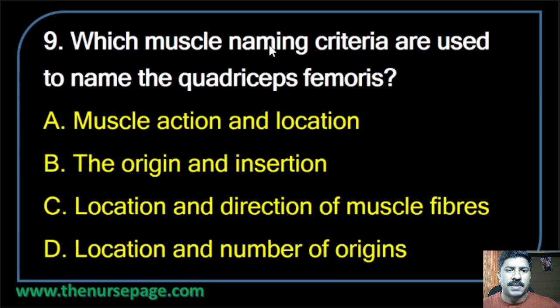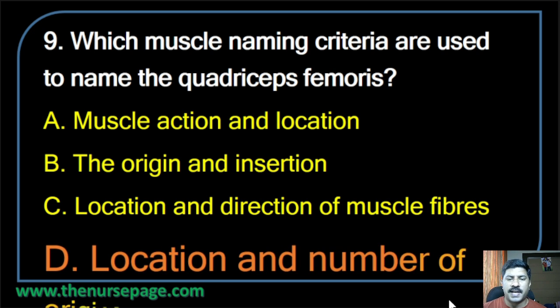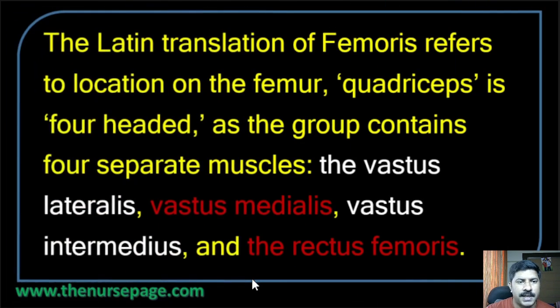Next question. Which muscle naming criteria are used to name the quadriceps femoris? So there are some criteria for naming the muscles. For naming the quadriceps femoris muscle, which criteria is used? Muscle action and location, origin and insertion, location and direction of muscle fibers, location and number of origin. Correct answer: location and number of origin. The criteria used for naming the quadriceps femoris is location and number of origin. I will explain to you.